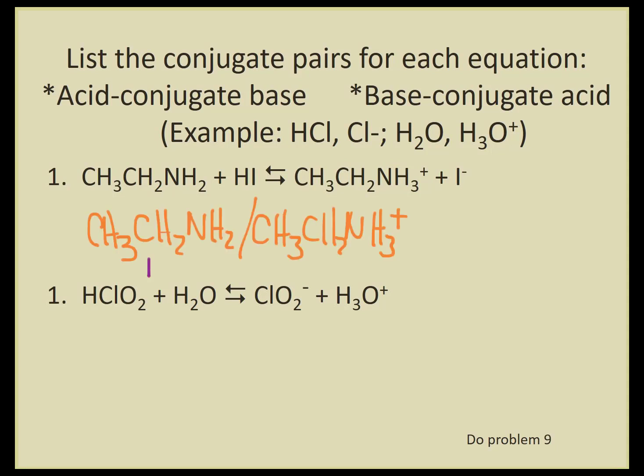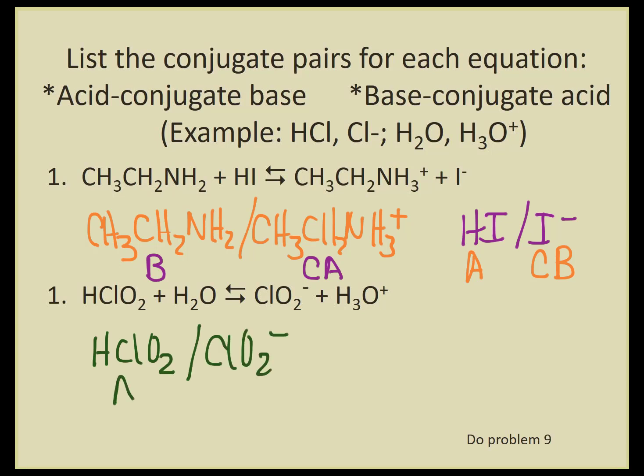So this one is my base, and I see that this is my conjugate acid because it gained that H plus. I add the H and I add the plus. And then my other one, this one is my acid. It's going to donate the hydrogen ion, the H plus. So H plus is going to go away, so that leaves an I minus behind, and that is my conjugate base. And let's do this example down here.